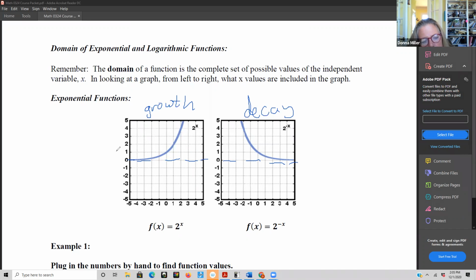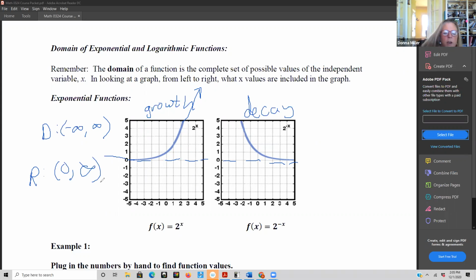The domain, if you look at x, it goes forever up, out, and forever over, right? So the domain of an exponential is all reals, so it's negative infinity to infinity. Okay, so no restrictions on domain. The range is what's interesting. The range always has to be positive, so the range is from 0 to infinity. We don't include 0 because 0 is the asymptote. It approaches it, but it never reaches it.